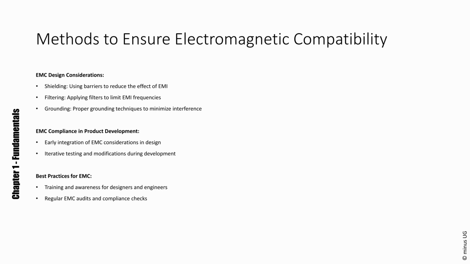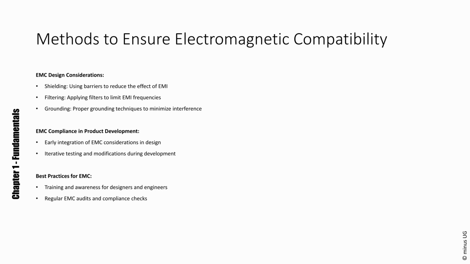Filtering is another critical strategy, where filters are applied to power and signal lines to limit the frequencies that can pass through, thereby reducing EMI. Proper grounding techniques are also essential. They help to stabilize the electrical system and dissipate unwanted electromagnetic energy, minimizing the potential for interference. These design elements are fundamental in creating electronic products that maintain functionality and compliance in electromagnetically diverse environments.